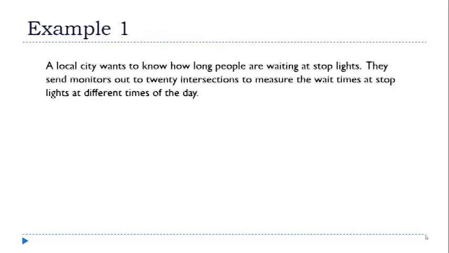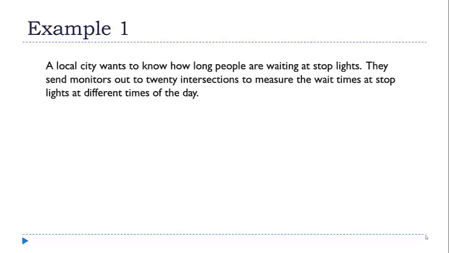Now, I have another example on this slide where a city is trying to determine how long drivers are waiting at stoplights. So they send out monitors to time the wait times at 20 different stoplights around the city. So thinking about this proposal, what would be the sample, the population, and the variables involved?